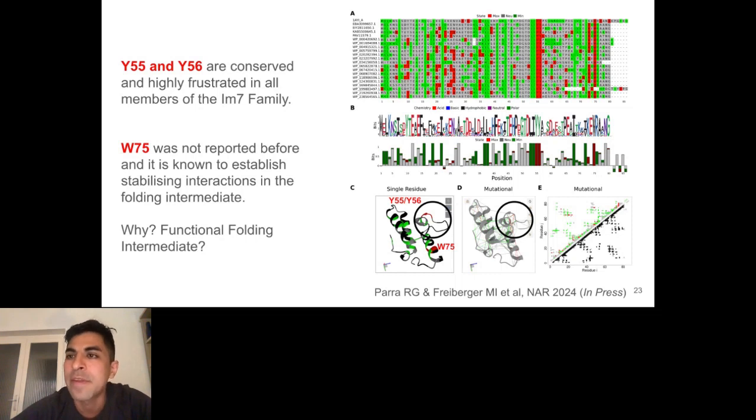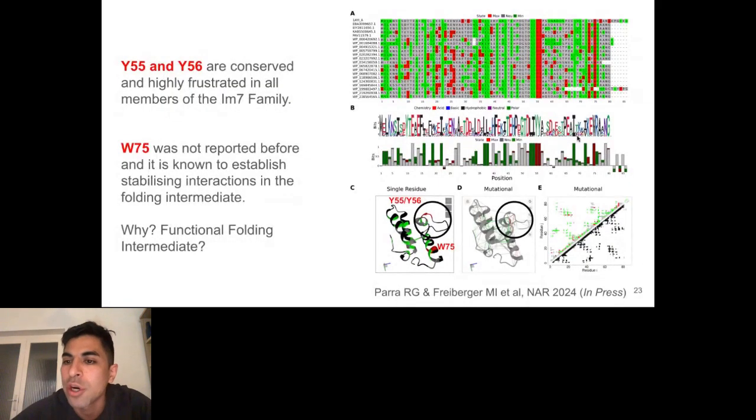But there was something that was not reported in the original work, which is this tryptophan here. This tryptophan is also highly frustrated and conserved in most of the family, except in this one here that has a deletion. So we did some bibliography research, and we observed that this amino acid is actually known to stabilize the protein folding intermediate.